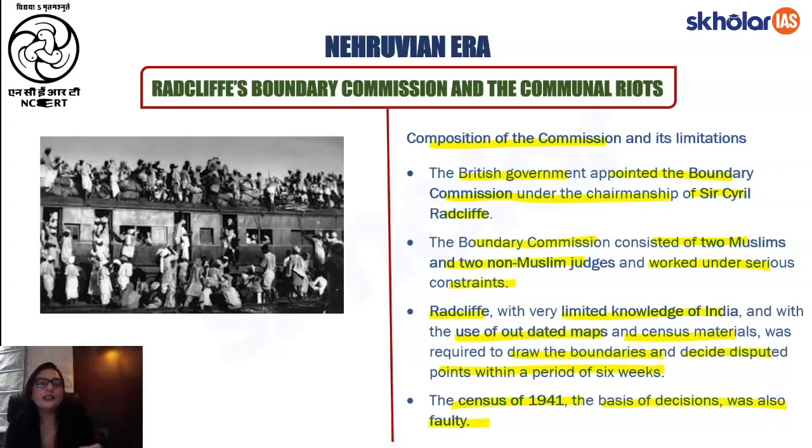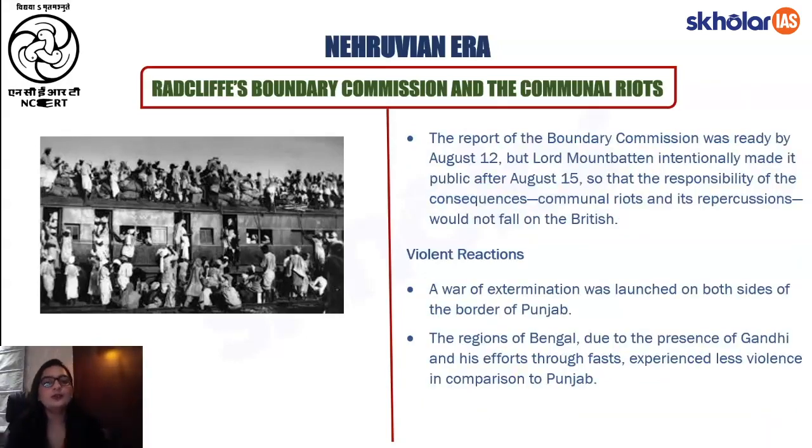So students, not only was Radcliffe unable to understand the overall composition of our country due to his limited knowledge, at the same time, the material that he was using in order to create a boundary between both the dominions was outdated and faulty, because of which the creation of the boundary became a very hasty affair. Apart from this, the report of this boundary commission was ready by 12th August, but Lord Mountbatten intentionally made it public after 15th August so that the responsibility of the consequences, or the communal riots and their repercussions, would not fall on the British.